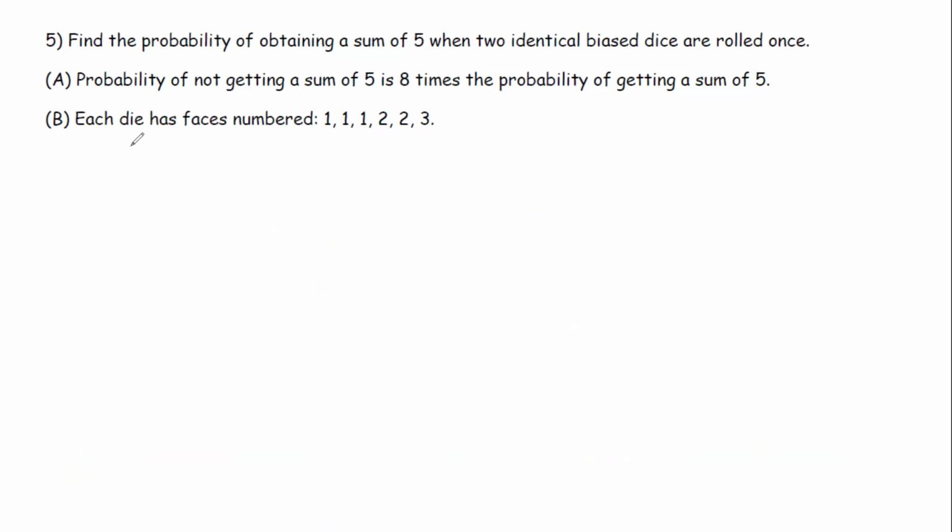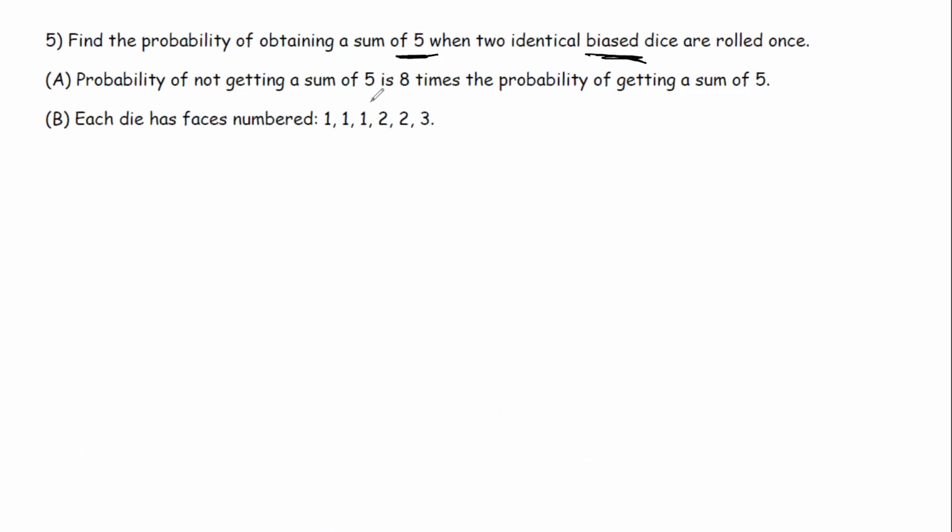Find the probability of obtaining a sum of 5 when two identical biased dice are rolled once. So they are identical but unfair dice rolled once. When you see the word biased, it means it's not a standard dice. It doesn't have 1, 2, 3, 4, 5, 6. But they're asking what is the probability of obtaining a sum of 5.